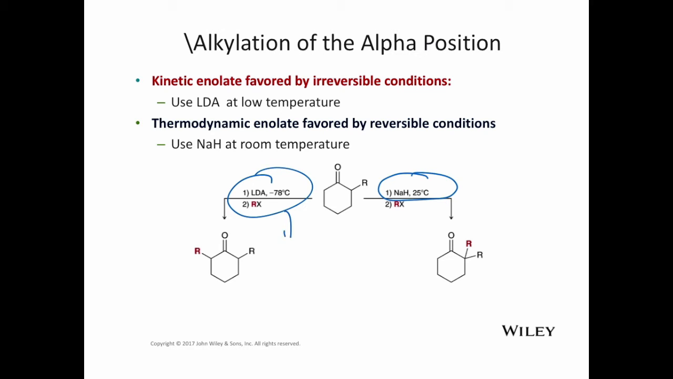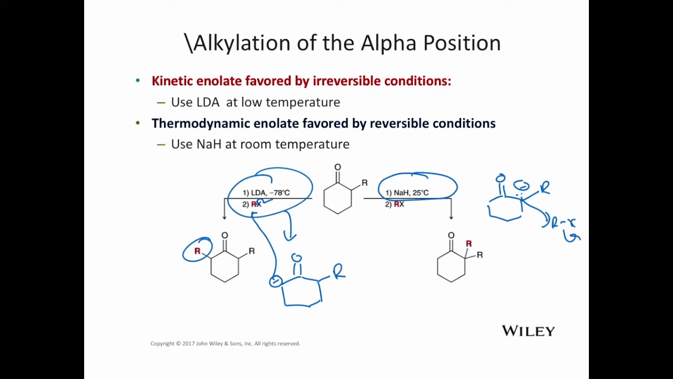So this enolate you would form would be this, which would then attack the alkyl halide to get the R group on that side. With the thermodynamic enolate, you would form this, which would then attack the alkyl halide in SN2 to put the R group on the other side, compared to the other example.